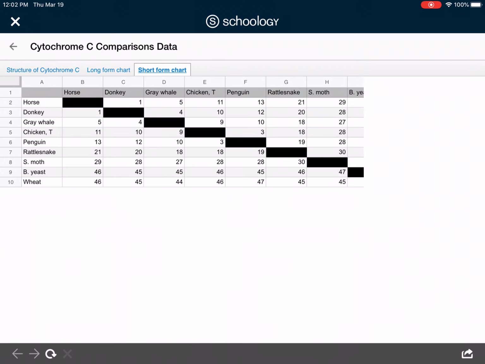I would suggest that until you get to some of the analysis questions, if you would like to see more information and look at the long form chart, that's fine. But the short form chart is going to give you all of the information you need. The way this chart is set up is that everything above the darkened spaces is what you want to copy and paste over to the chart that I gave you, because everything below is correct, but it's repetitive. So you do not need all of that information.